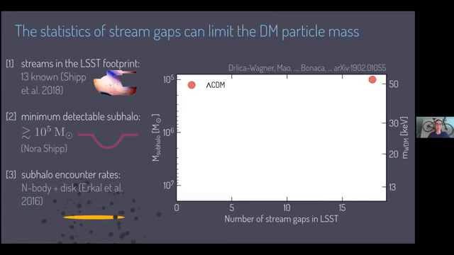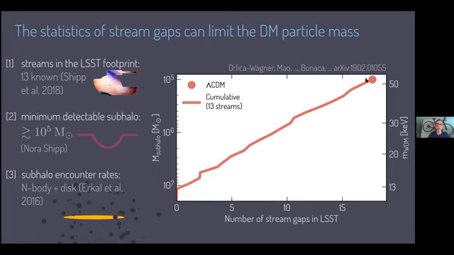And so finally, we are working towards this, and this is a calculation done for 10 years of LSST data, where we can combine the statistics of stream gaps in many streams to constrain the mass of the dark matter particle. On the x-axis here, I'm showing the expected number of stream gaps in LSST data for a number of streams in the LSST footprint. And on the y-axis is how this number changes as a function of the minimum dark matter subhalo mass. In lambda CDM, the lowest mass subhalo that we're sensitive to is 10 to the 5 solar masses, so we expect something like 18 gaps in this case.